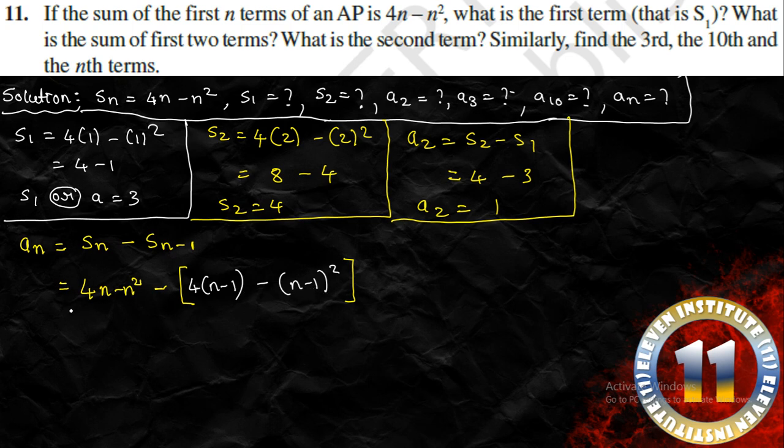Just solve this and we will get the general formula of an. So 4n - n square minus... either expand this and take common, or just simply multiply and solve. So we simply multiply and solve. 4 * n will give us 4n, minus 4 ones are 4. Here we will apply the formula of a minus b the whole square.